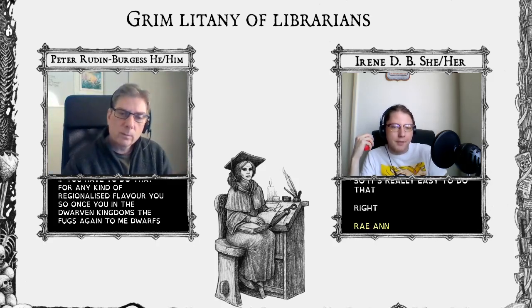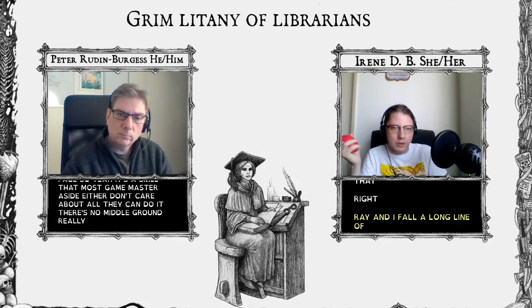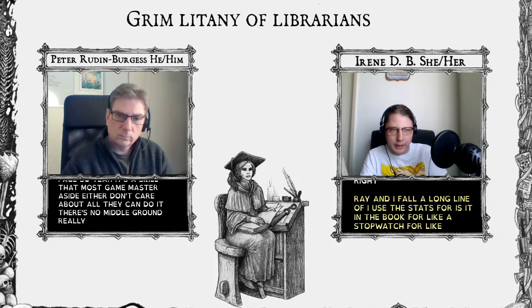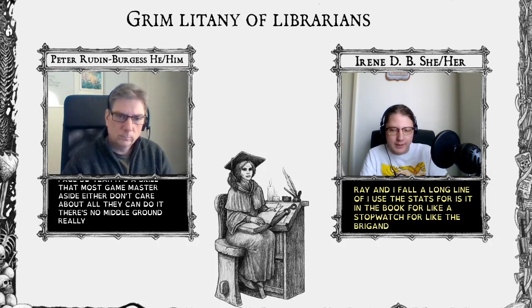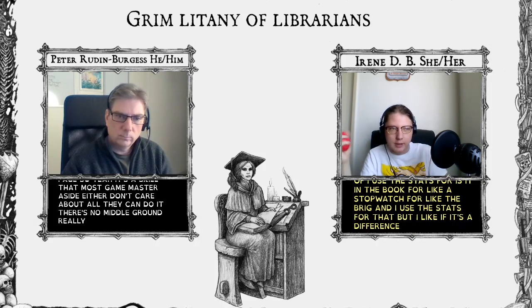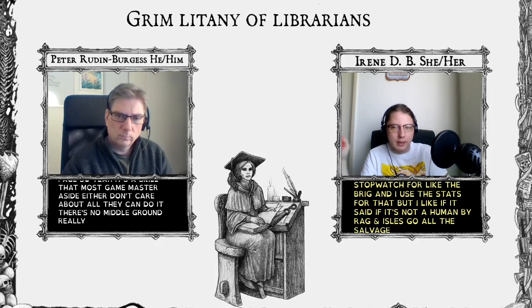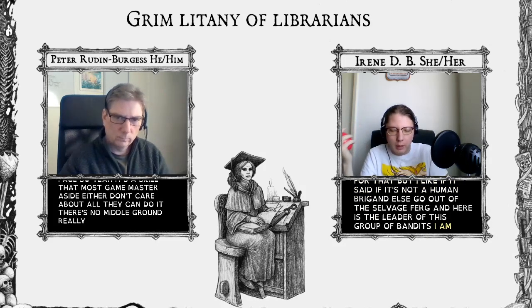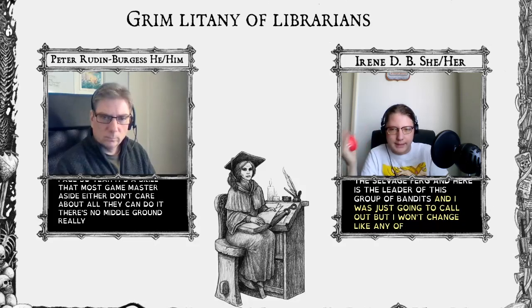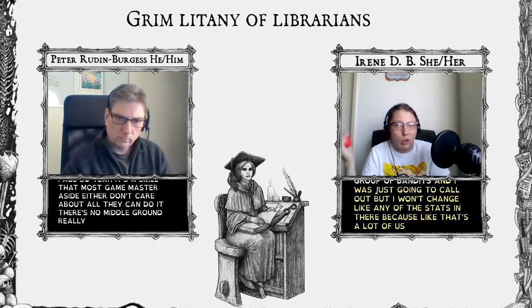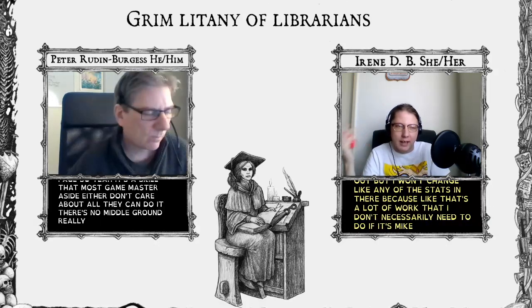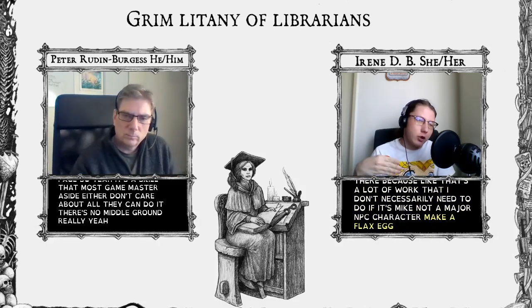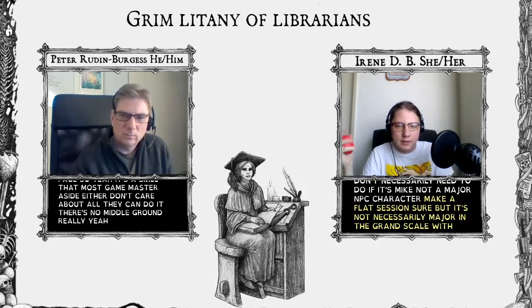Right. And I follow along the line of I use the stats presented in the book for like the stat block for the brigand. I use the stats for that, but if it's not a human brigand, I'll go, oh, this elvish brigand here is the leader of this group of bandits. I would specifically call it out, but I won't change any of the stats, because that's work that I don't necessarily need to do if it's not a major NPC. It's major for that session, sure, but it's not necessarily major in the grand scope of things.